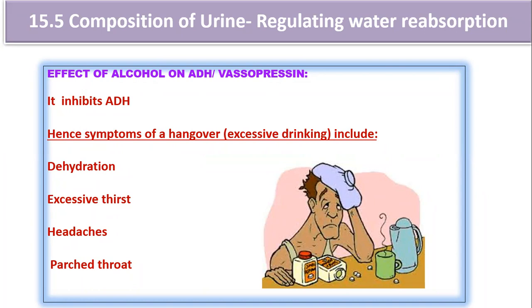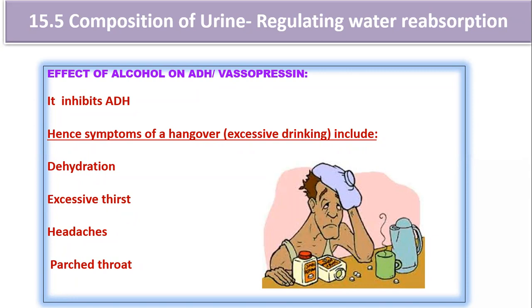When you take an excess amount of alcohol, there are certain chemicals which are going to inhibit the ADH. So when you take excess alcohol, it is going to inhibit the ADH, it is going to inhibit the vasopressin. So what happens? More dilute urine is formed. When more dilute urine is formed, there will be loss of water from your body, so that results in a condition called dehydration.